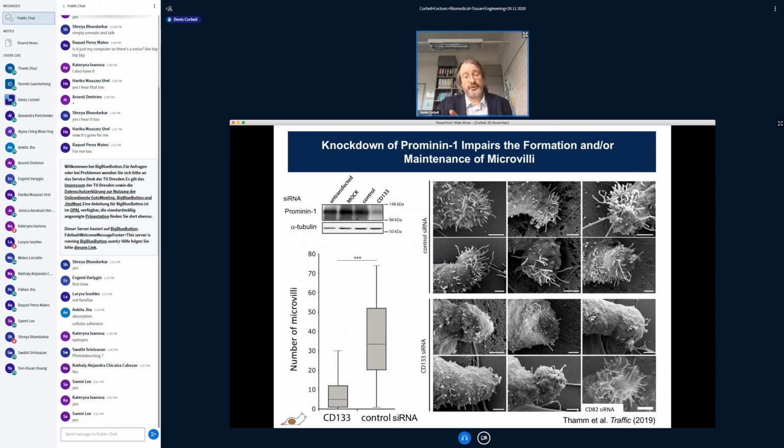Now, it affects the structure of microvilli not only in epithelial cells, but as well in non-epithelial cells, in this case, in hematopoietic stem cells.